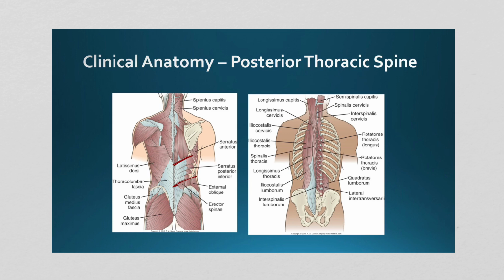Anytime we have forced expiration, that serratus posterior inferior is going to contract. And we can see in this image that it originates off of the T11-ish area. So T11 will go back down into the lumbar spine to about L2, but then also has direct attachments to ribs 9 through 12. So it would make sense that it plays a role in respiration because it has direct contact to ribs 9 through 12.